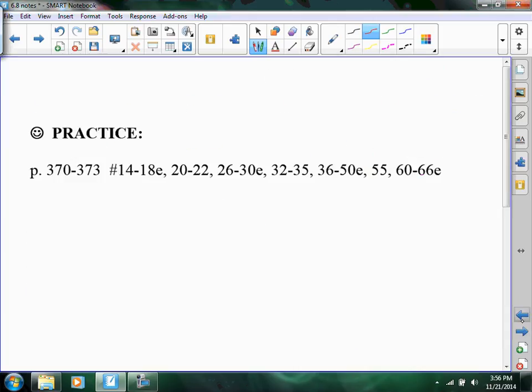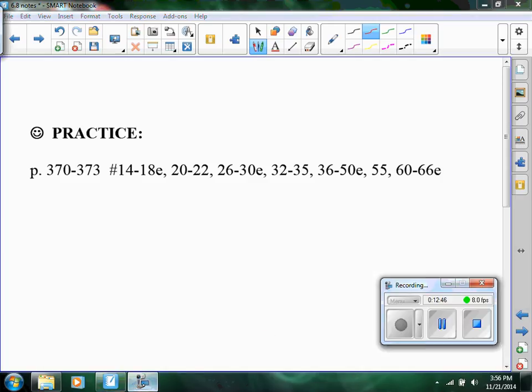So here are the problems that you can practice. Make sure that you have graph paper. You will need graph paper for this section. And you might have to show your work to solve the equation for y so you can get it into slope-intercept form. So make sure you're showing all your work. And if you have questions, come on in and see me before school.